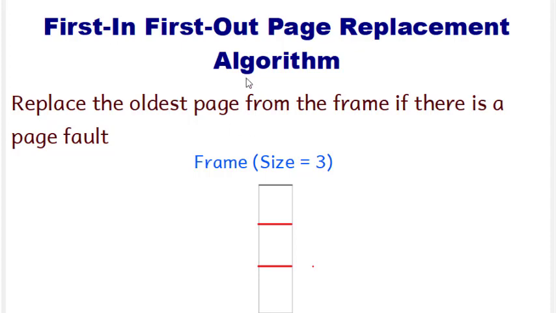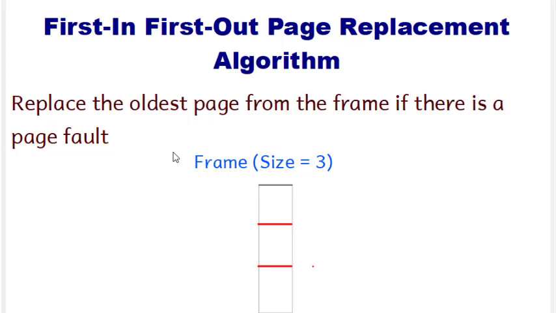In case a required page is not found in the frame, we need to replace. We have to bring the page from the disk memory into the main memory, because the main memory is divided into a number of frames. If that page is not found in the frame, we need to bring in the page, and if all the frames are already occupied with pages, we need to bring in a page and replace one. So we need to remove one page from the frame.